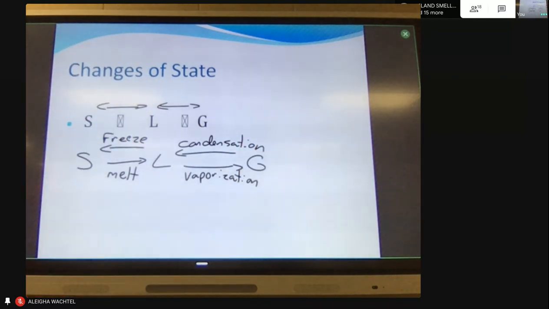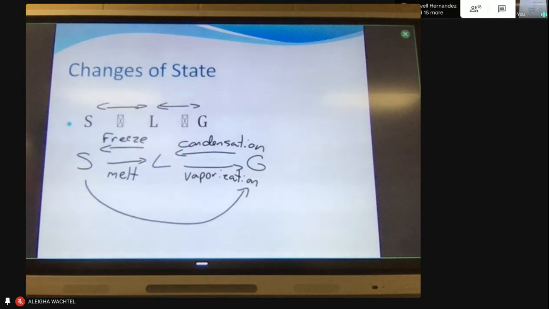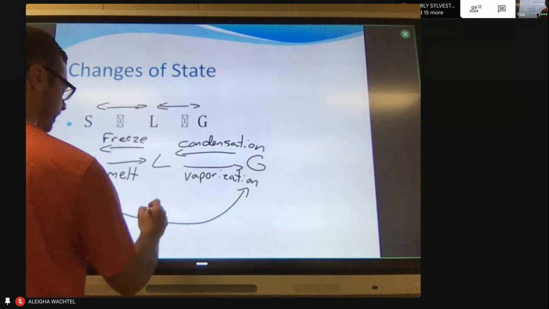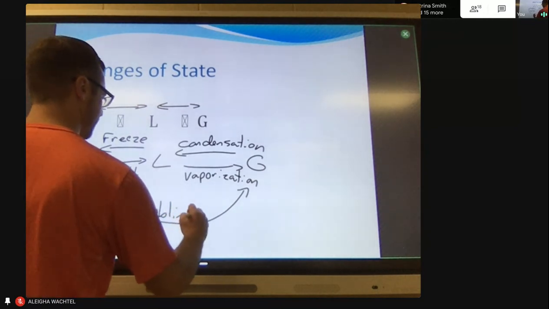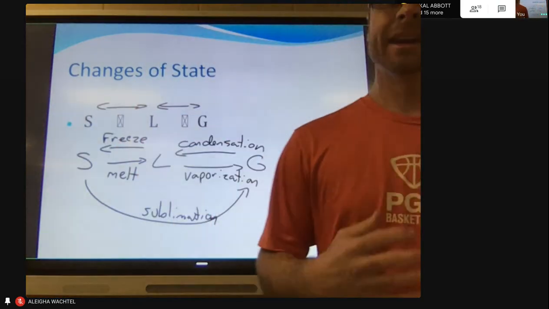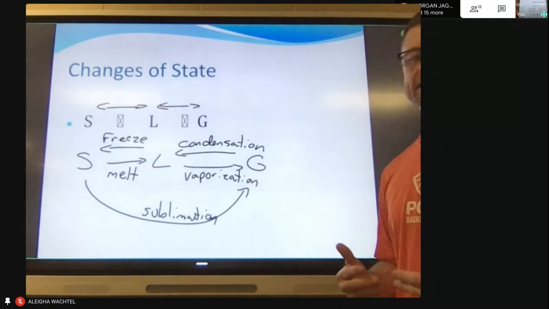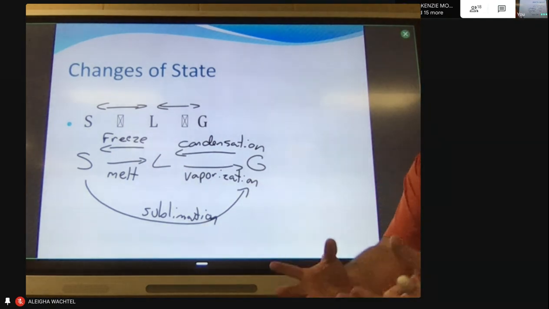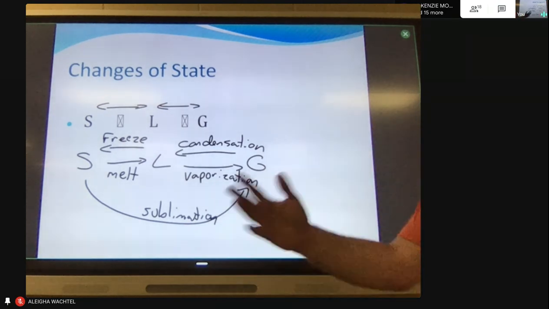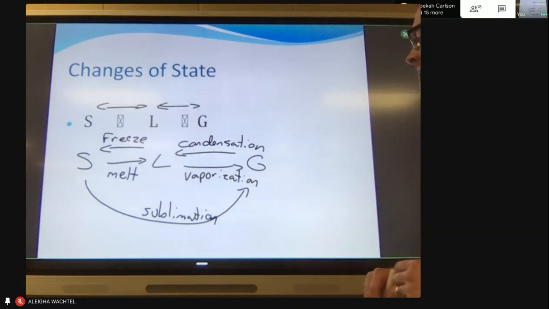Now, here's the weird one. There is the ability to go from a solid to a gas and skip the liquid phase. This is what dry ice does. I'll show you why it happens today. A solid to a gas is called sublimation. So dry ice is called dry ice because it doesn't melt. It goes straight from a solid to a gas and skips the whole liquid phase, which means that it's dry. So you don't have soggy stuff when they pack food. If you ordered something from Omaha Steaks, they're probably going to send it with some dry ice.